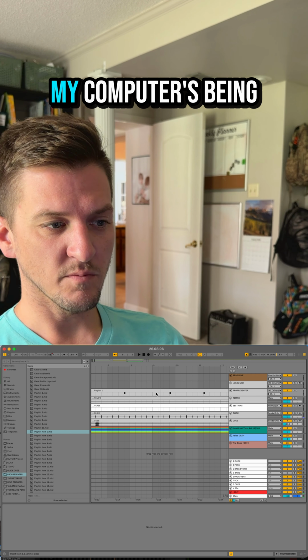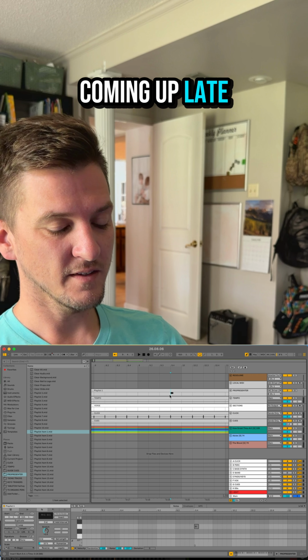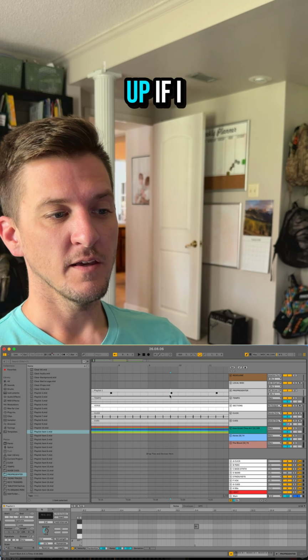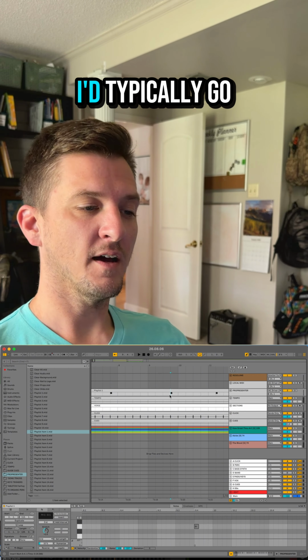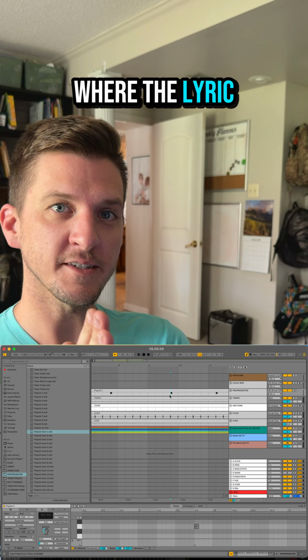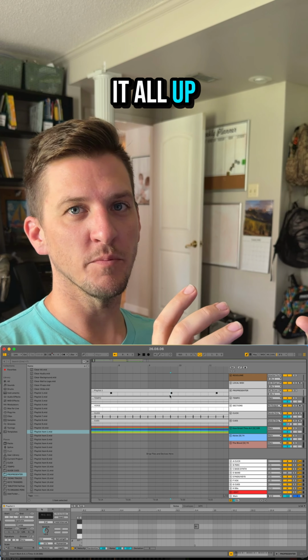For some reason, my computer's being a little bit slow. These lyrics are coming up late. It's always good to map out a little bit before the lyric comes up. If I was building this out, I'd typically go through the song, kind of sing along, and put the cue right where the lyric starts. And then I grab the entire thing and back it all up.